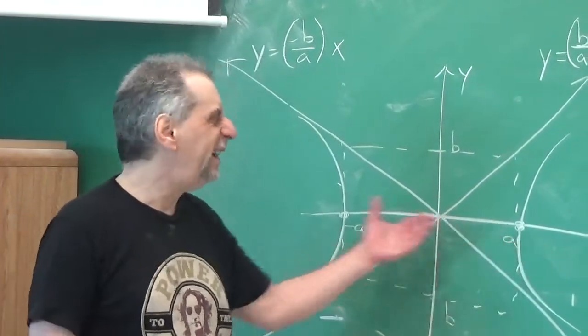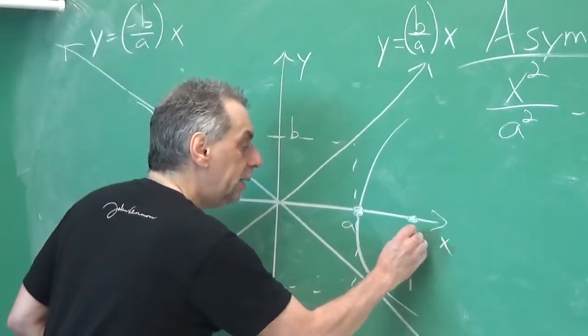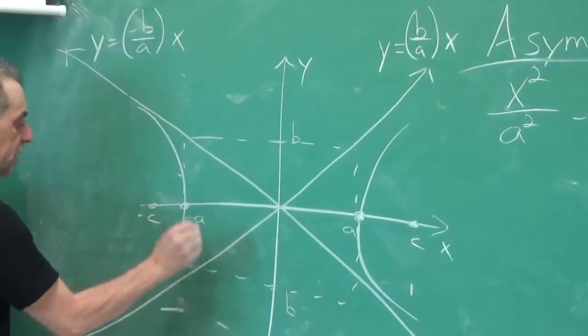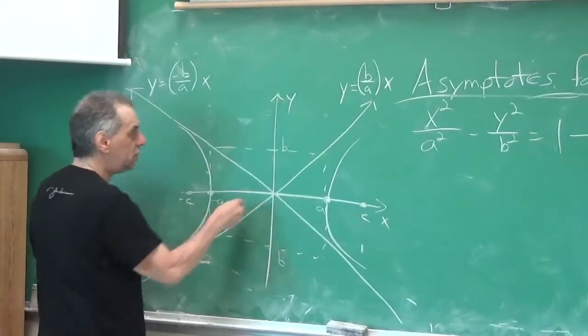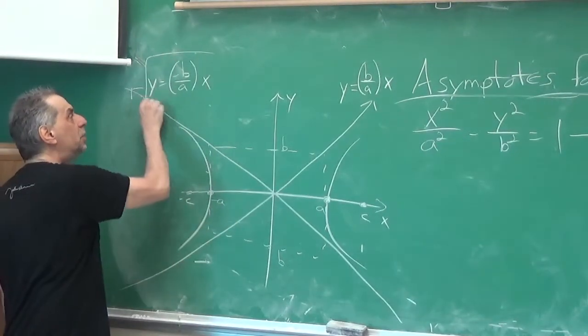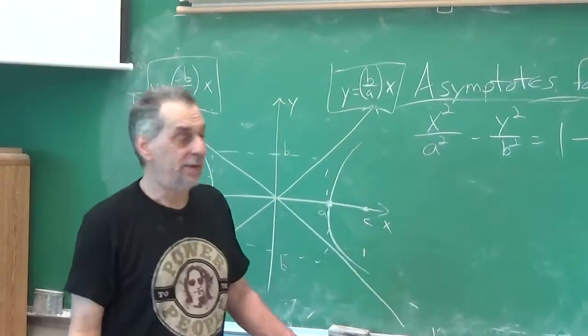More importantly is finding the a, the b, and the c's. Remember, the c's are going to be outside here, c and negative c. And then you'll be able to draw the graph. You don't need to use the asymptotes as a guide, but I want you to be able to come up with the equations of the asymptotes if necessary.